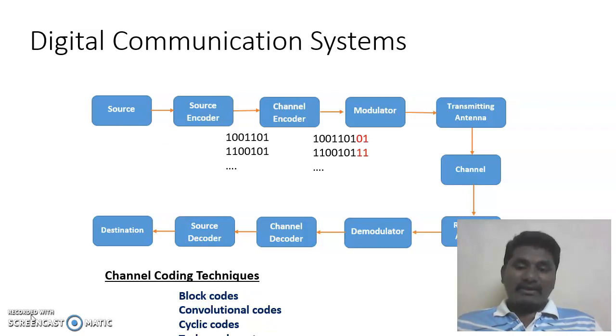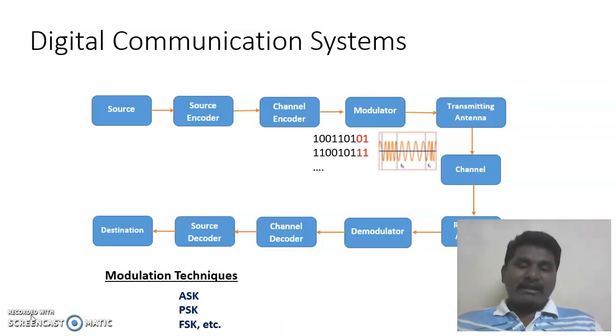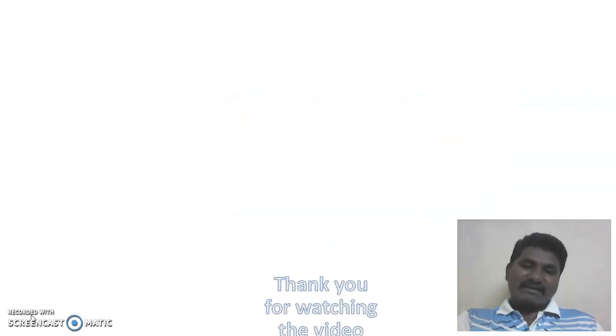And channel encoding or channel coding techniques, which are used for error detection and correction, are block codes, convolutional codes, cyclic codes, turbo codes and many others. And digital modulation schemes involve ASK, PSK, FSK and so on.